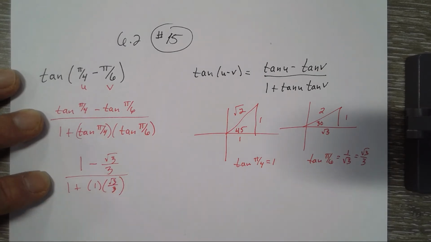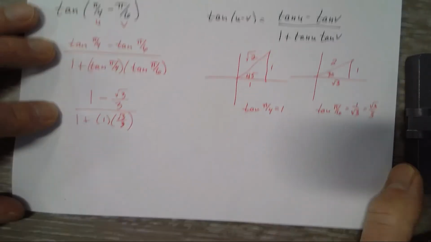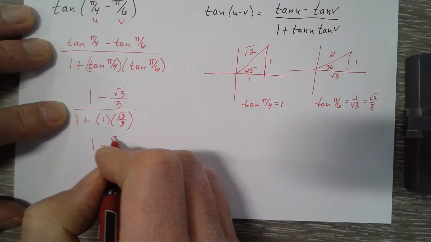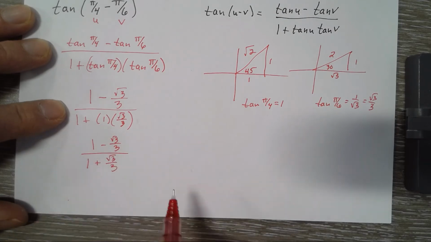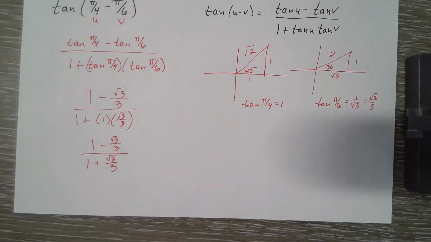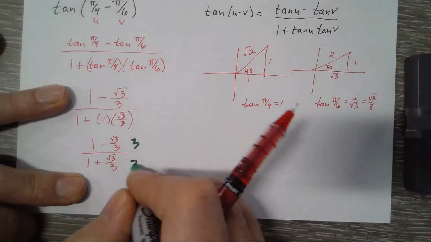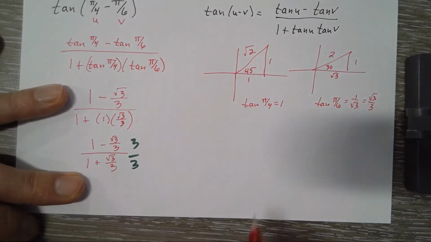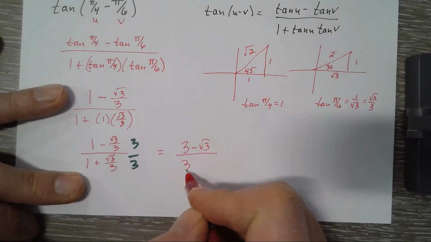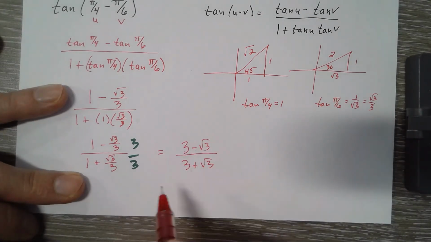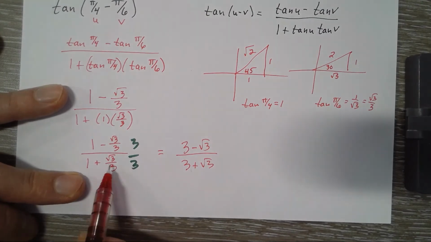Okay. So I have 1 minus square root of 3 over 3 over 1 plus square root of 3 over 3. Well, I've got that fraction, so I'm going to multiply the top and bottom by 3 just to get rid of that fraction. So now I end up with 3 minus square root of 3 over 3 plus the square root of 3. Because 3 times square root of 3 over 3, the 3s cross off and you get square root of 3.